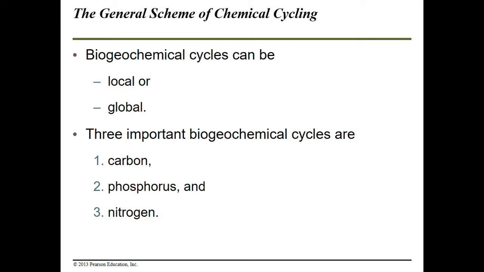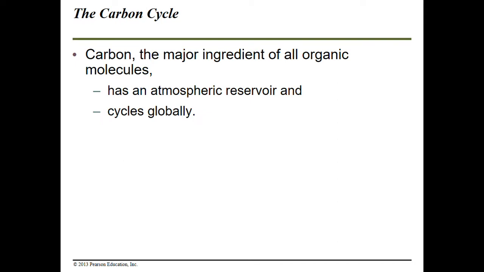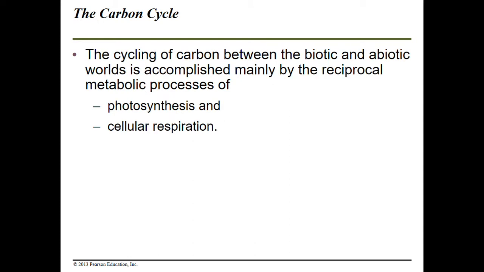So biogeochemical cycles, they can be local or they can be global. So nitrogen levels at your house versus global scale nitrogen levels on Earth. The three we'll look at are carbon, phosphorus, and nitrogen cycles. Carbon cycles globally. It has an atmospheric reservoir, and we've talked a lot about carbon already. It moves between biotic and abiotic environments, where photosynthesis and cellular respiration will be pretty important.